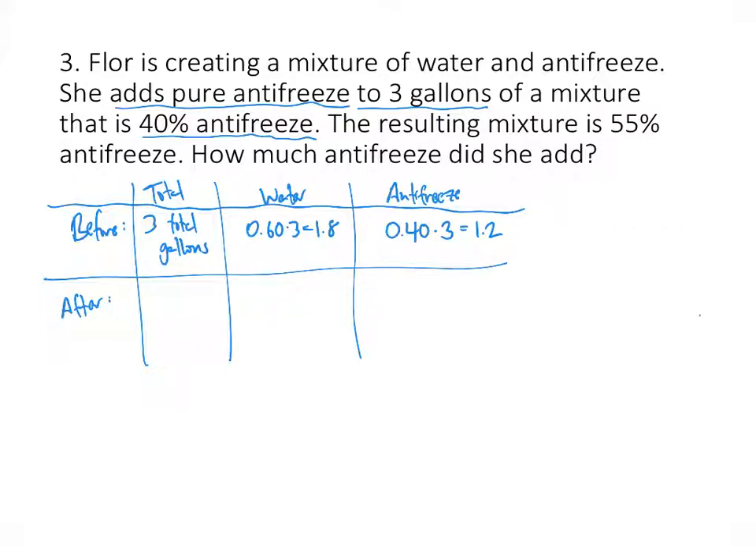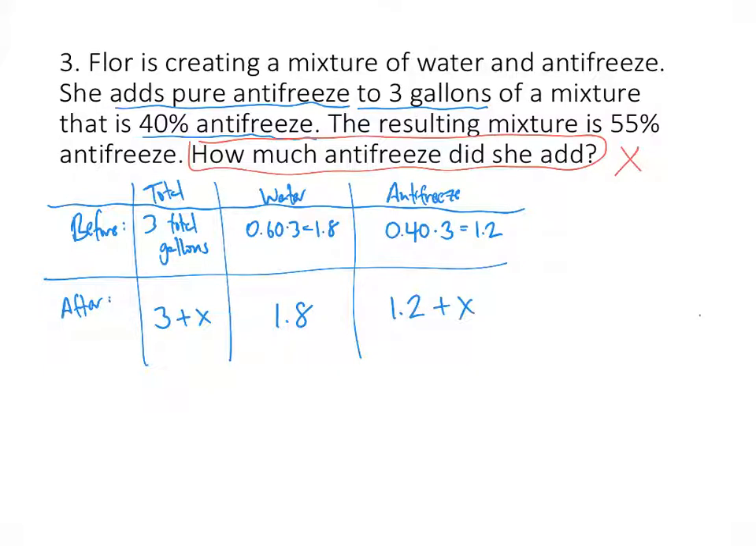So when we're thinking, how much antifreeze did we add? That's what we're going to call X. So if we're looking in the after column, we started with 1.2 gallons of antifreeze, and we added X gallons. So after, we have 1.2 plus X. We didn't add any water, so the after water is the same as the before water, namely 1.8. Now, we had 3 total gallons, and we added X gallons, so the total also went up by X.